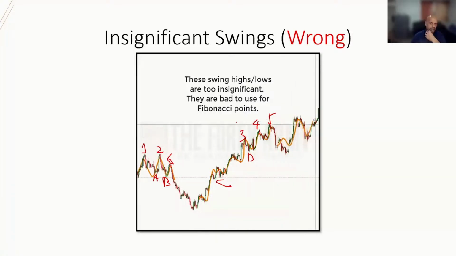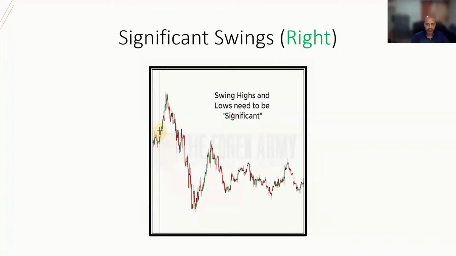So now that we've had an example of what are insignificant swings, let's move on and see how significant swings actually look like. Now here we have a GIF showing us examples of how to identify significant swing highs and significant swing lows. As you can see here, we need to look for significant swing highs and lows.